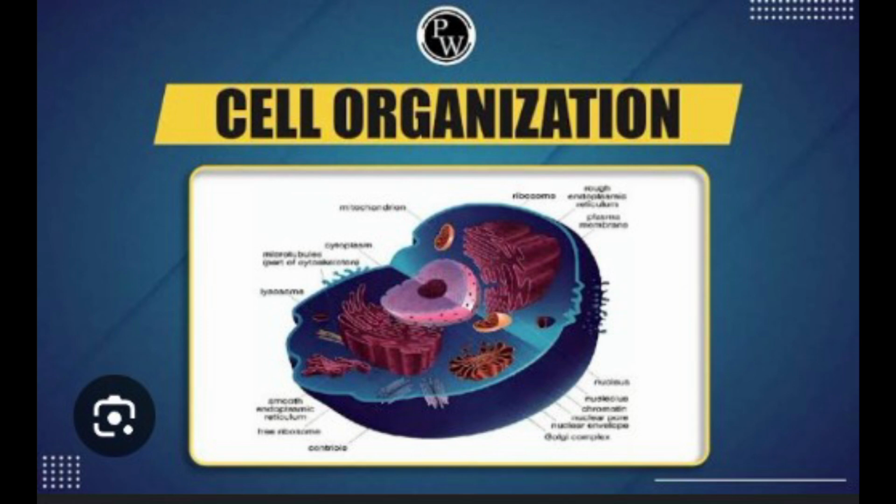Fluid mosaic model. In 1972, S.J. Singer and G.L. Nicholson proposed the fluid mosaic model for membrane structure, which suggested that the membrane is a dynamic structure composed of proteins and phospholipids. In this model, the phospholipid bilayer is a fluid matrix, a two-dimensional solvent for proteins. Both lipids and proteins are capable of rotational and lateral movement.